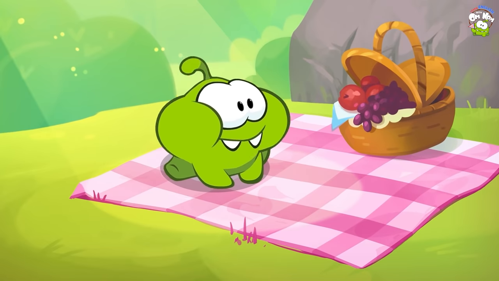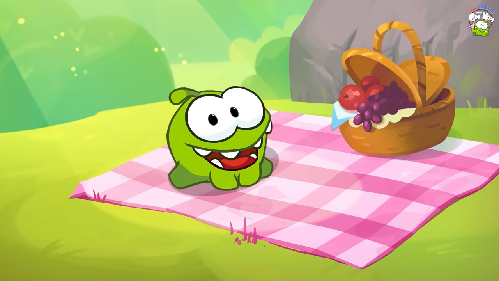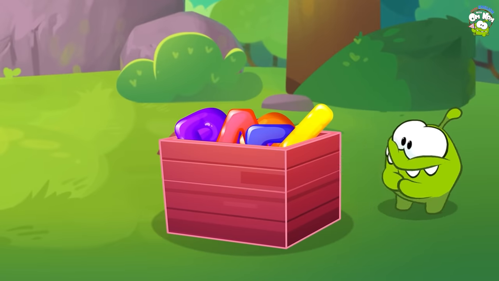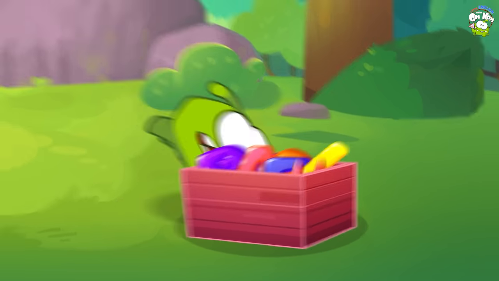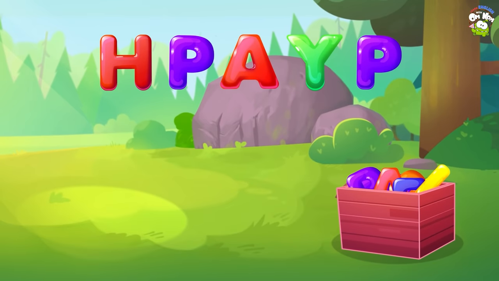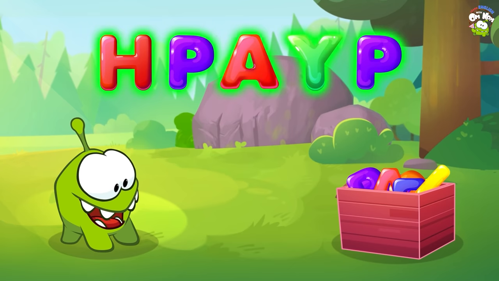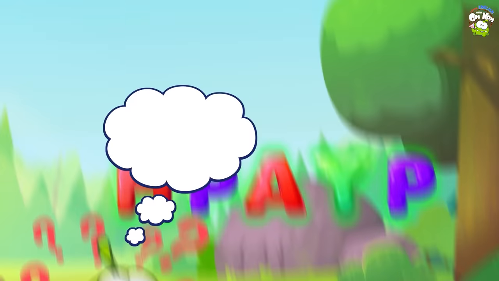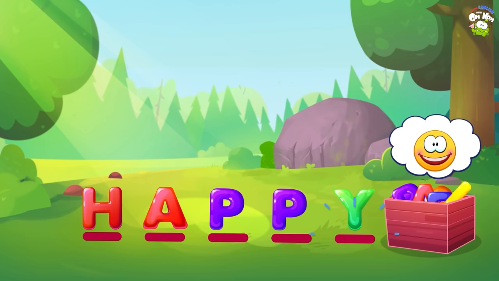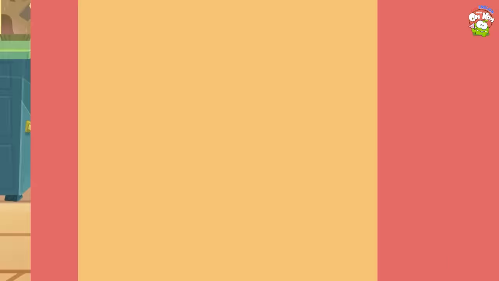Brilliant. Yummy, yummy. That looks delicious, Om Nom. Ooh, more alphabets. Yay! Which word are we going to get? Watch out! H-P-A-Y-P. Can you help Om Nom figure this one out? Looks like a smiley face. Oh, it's happy! H-A-P-P-Y. Happy! Yay! Om Nom's very happy jumping on the sofa. Let's go again.